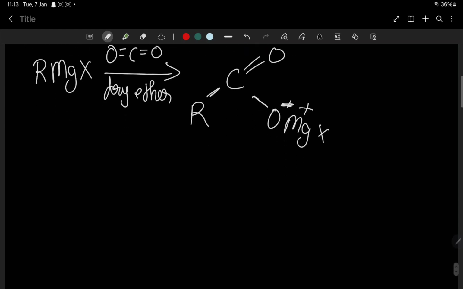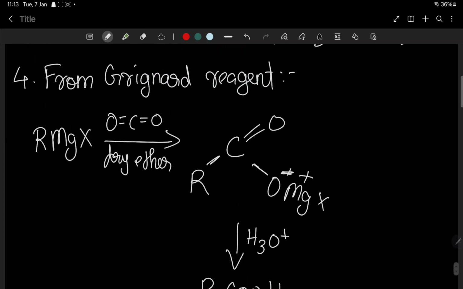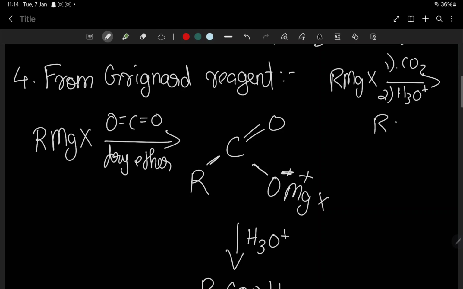If you hydrolyze the same, what do we get? We get RCOOH. Understood? This is from Grignard reagent. Very simple reaction. Directly you can write the reaction: RMgX, step 1 CO2, step 2 H3O plus. Answer will be RCOOH. Very simple.